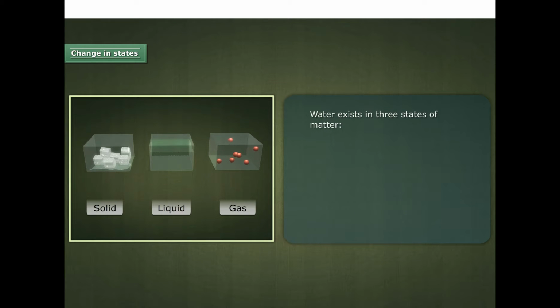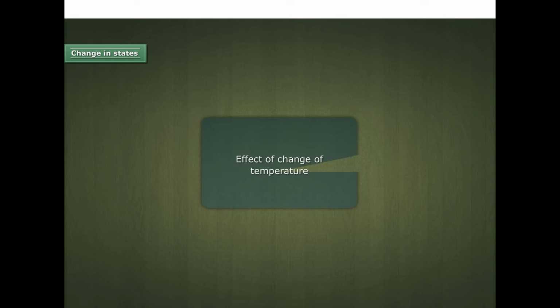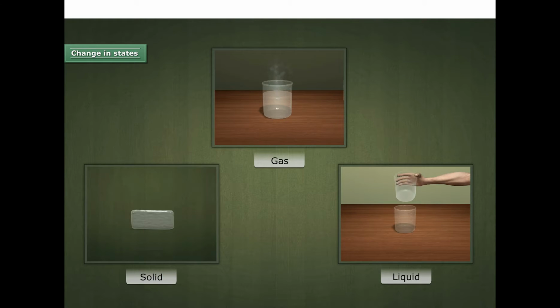Water exists in three states of matter, namely solid as ice, liquid as the familiar water, and gas as water vapor. But can we change the state of the system? Yes. Let us see how this can happen. Effect of change of temperature.